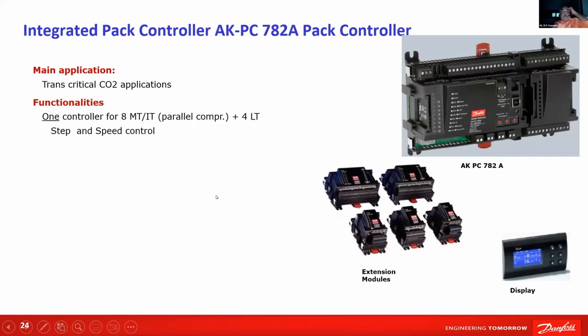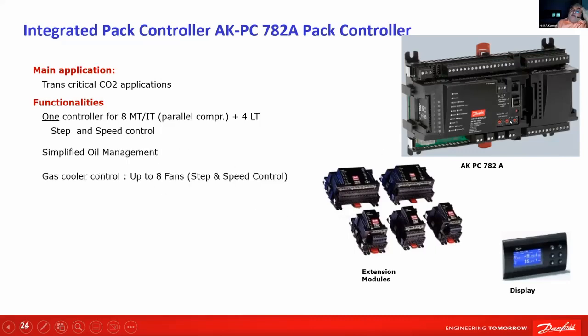Now, one controller can control 8 MT or parallel compressors. That is 4+4 or only 8 MT compressors, or 7+1 or whatever combination, and 4 low temperature compressors, with step and speed control, meaning 2 compressors can be variable speed, and it allows step control, that is piston compressors unloading and loading. Then we are also able to provide an oil management algorithm in this.